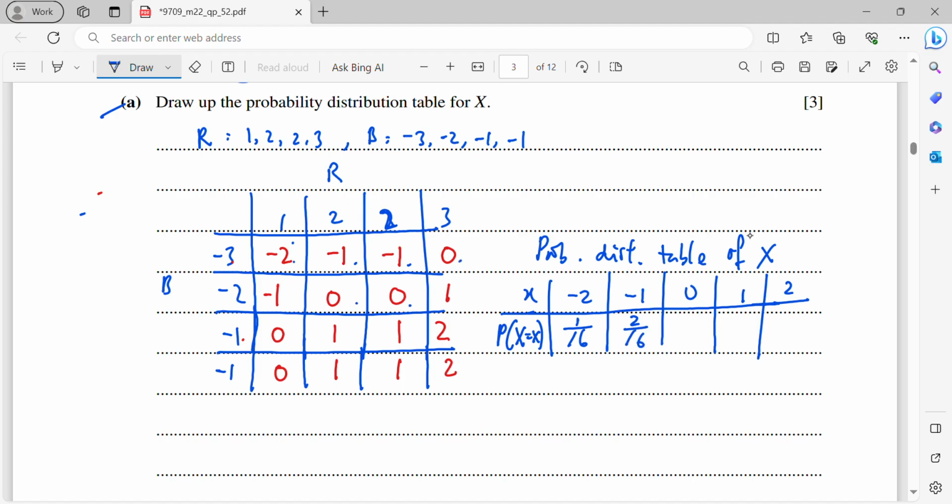3 times, no, sorry, 1, 2, 3, 4, 5. 5 times of 0, so 5 over 16. Then when X is 1, I will have 5 times, so 5 over 16. And same goes to the 2. I have 2 times, so it will be 2 over 16. Okay, let me check. There will be 3 times of -1, so the probability for -1 should be 3 over 16. Now you can double check, make sure the total of all these probabilities equals 1. That's the solution for the first part.